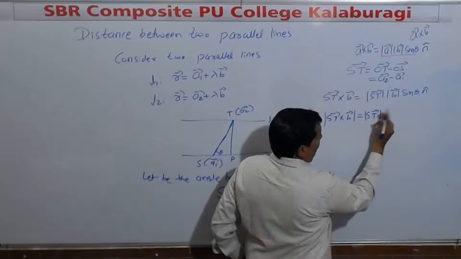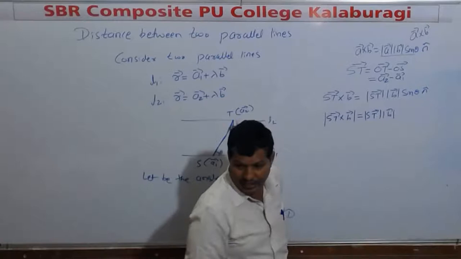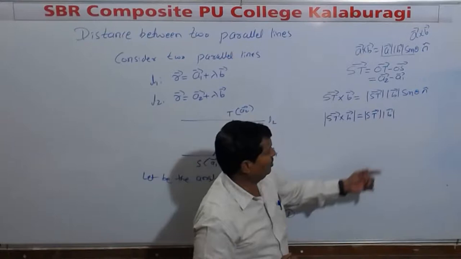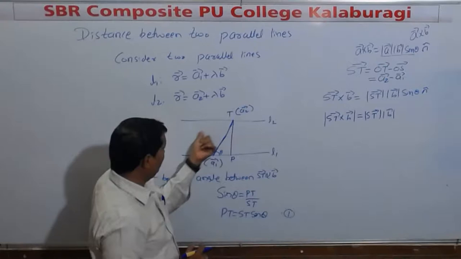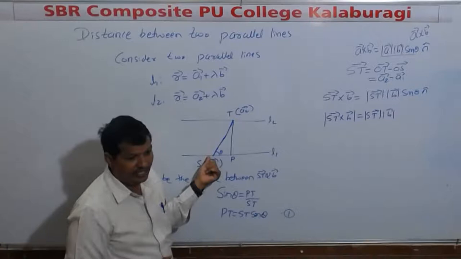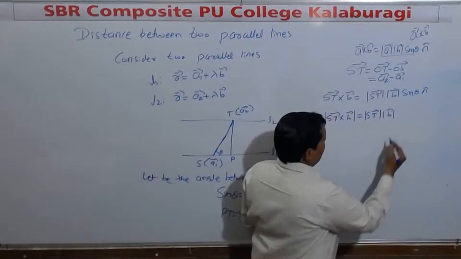Mod of B is already there. Sin theta is either positive or negative according to the angle. Here theta lies from 0 to 180 degrees, in the first quadrant and second quadrant. In the first and second quadrants, sine is always positive. It means there is no need to write the mod for this one. Directly I can write sin theta.